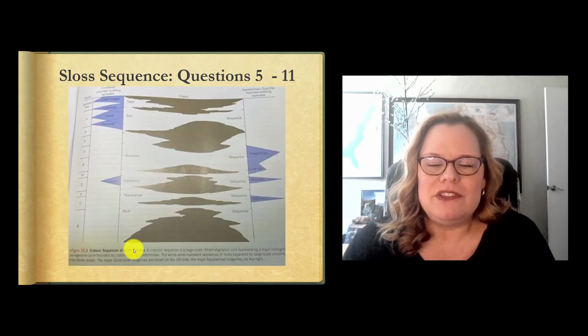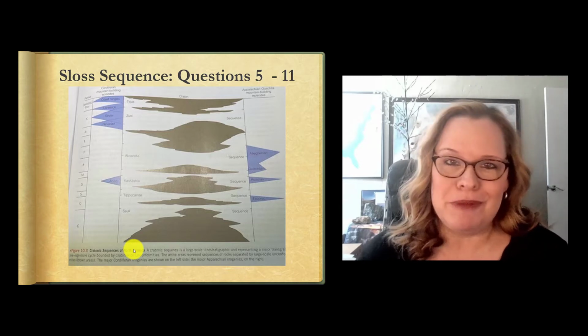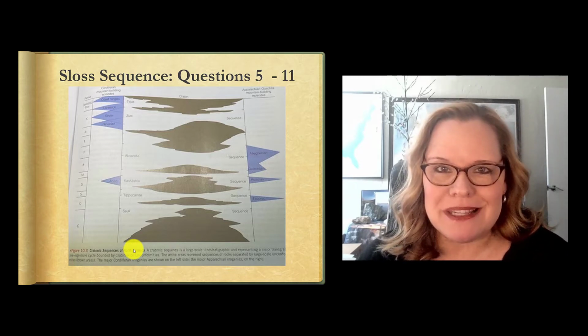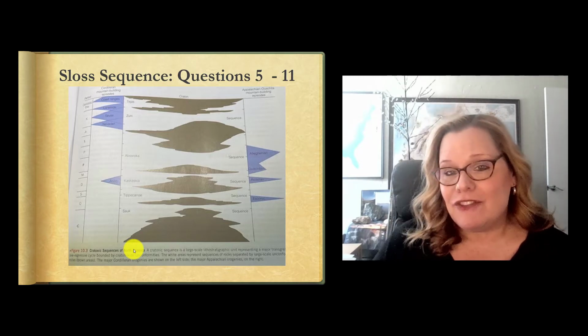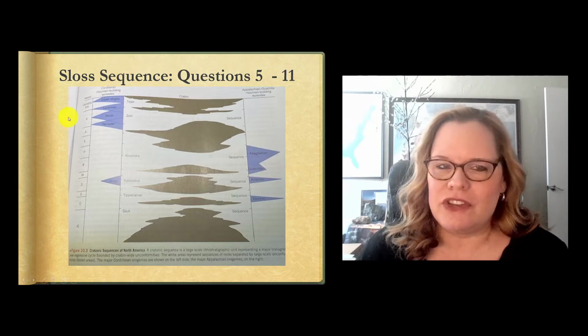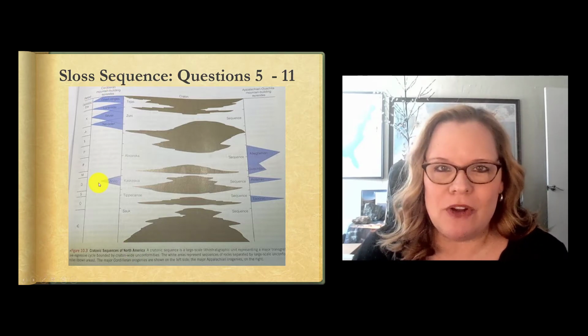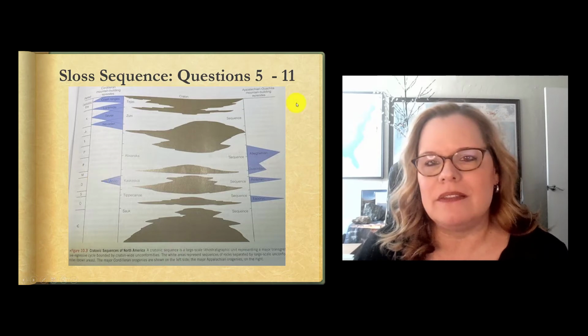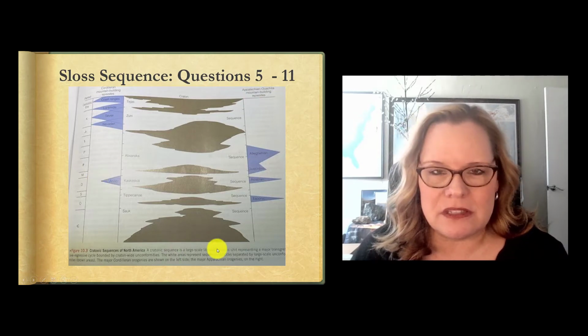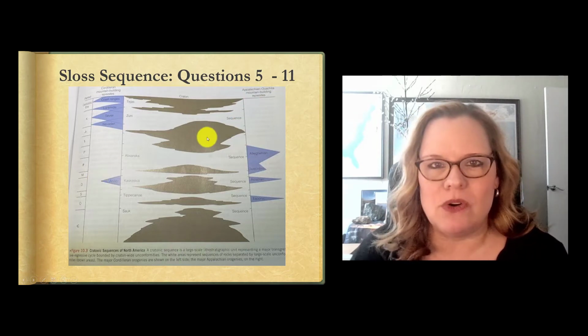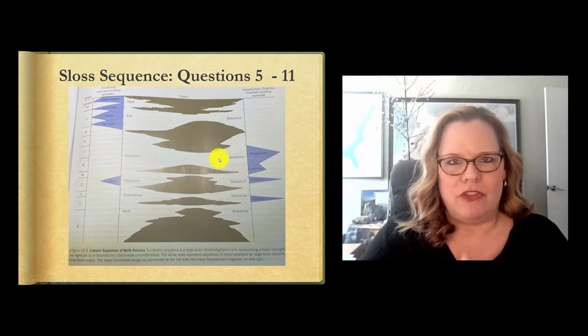When you get to questions 5 through 11, it's time to get busy using the Sloss Sequence diagram. And again, I've showed you kind of how to use it. Just as a refresher, this would be the western margin of the North American craton. This is the eastern margin. This is the southern margin. Everything in the middle would represent the middle of the craton.